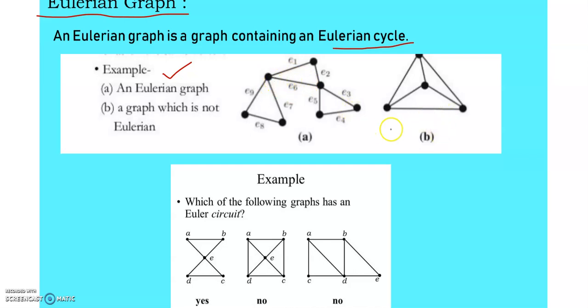Now you see this. This is not Eulerian. The graph B is not Eulerian. Why? Because here what is the degree? 3. Here what is the degree? 3, 3, 3. But what is the condition for an Eulerian cycle or Eulerian circuit? Each vertex has even degree, but here no. This also 3, this also 3, this also 3. Therefore, no Eulerian circuit exists in this graph. Therefore, it is not an Eulerian graph.